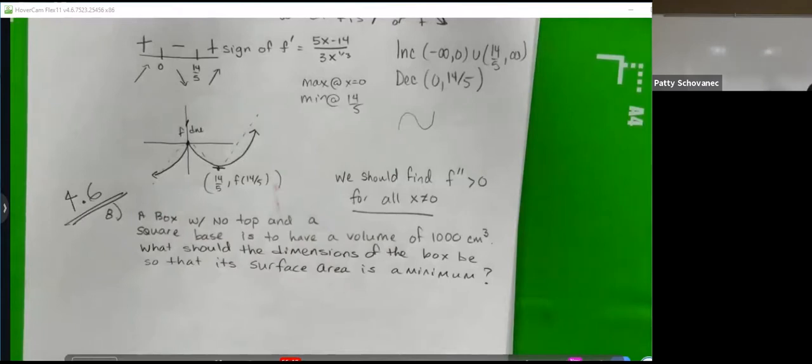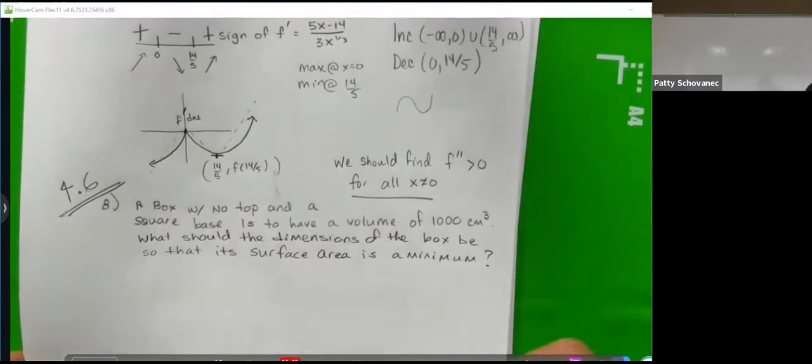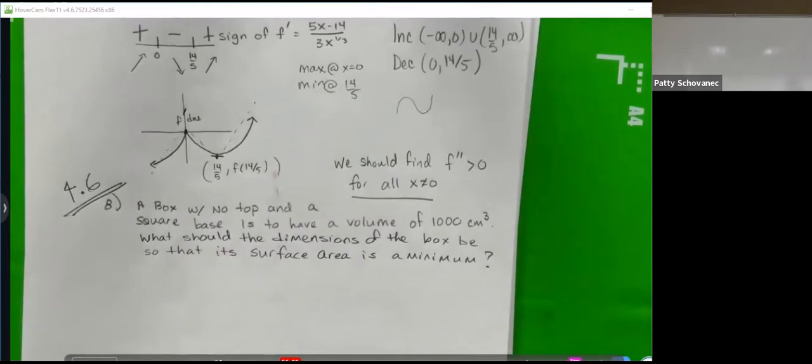I wonder if I can fit the solution in that little bitty space right there. State the objective, write the objective function. If it has too many variables, write a side equation involving that 1,000 cubic centimeters. Get your objective function in terms of one unknown, and then rock out the next one.